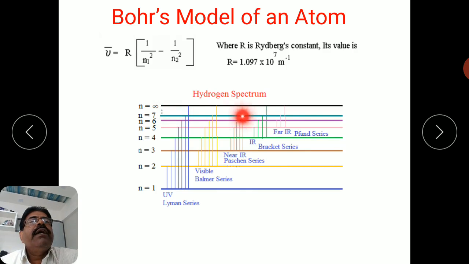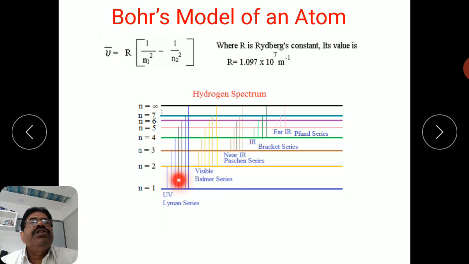In this particular diagram, the horizontal lines represent the energy levels corresponding to the principal quantum number. For example, this is the ground state level, n is equal to 1. This is the second level, n is equal to 2, then n is equal to 3, 4, and so on. Now if you take the first set of transitions, which I have shown by this blue line, all these transitions are from the higher energy levels to the first energy level, that is n is equal to 1. That constitutes a particular series of wavelengths, and that is called the Lyman series.